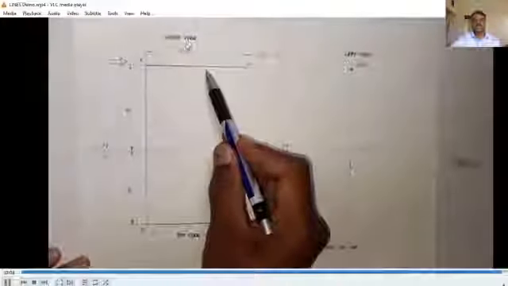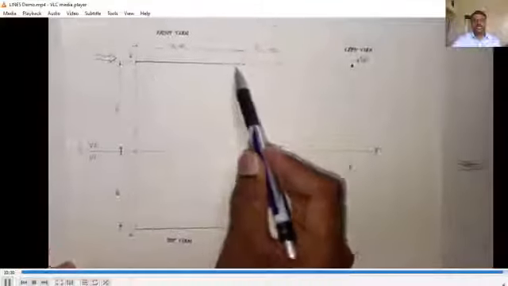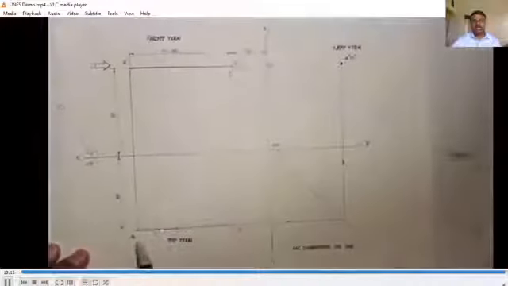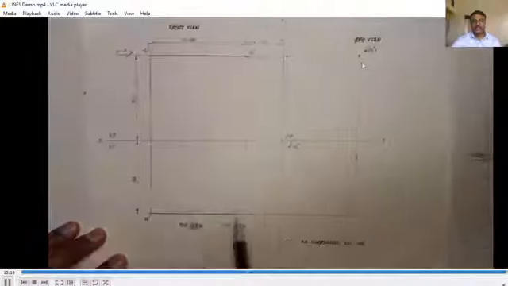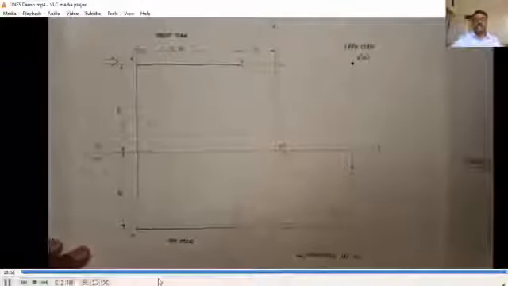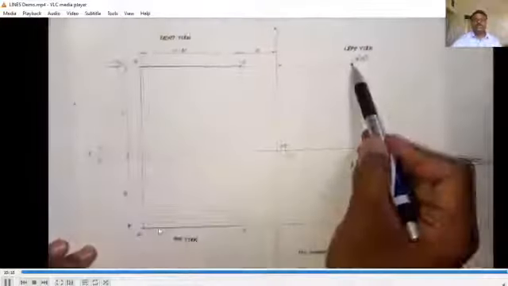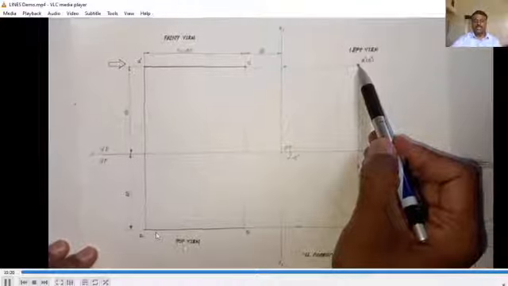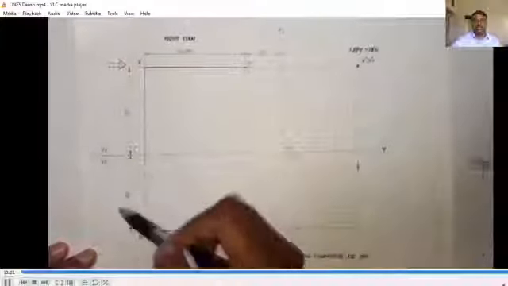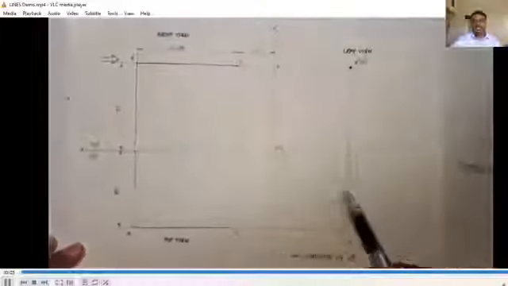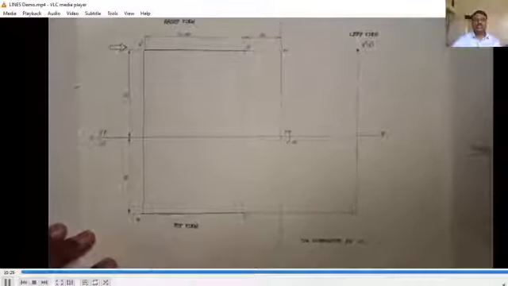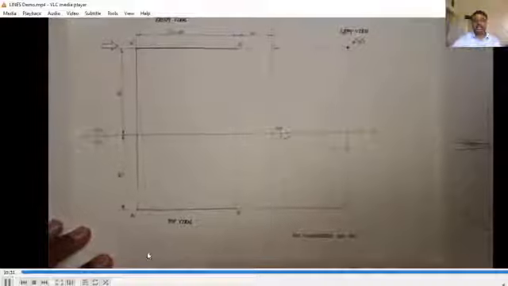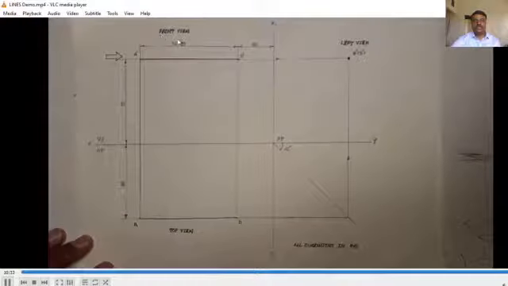Okay, your name front view, dimension it and make it dark, front view, top view and side view. These three views only must be made dark or continuous thick, and all other lines, vertical projectors, XY, X1, inclined line, everything should be represented by continuous thin line. Then you name this front view, top view and this is left view. Okay, thank you.